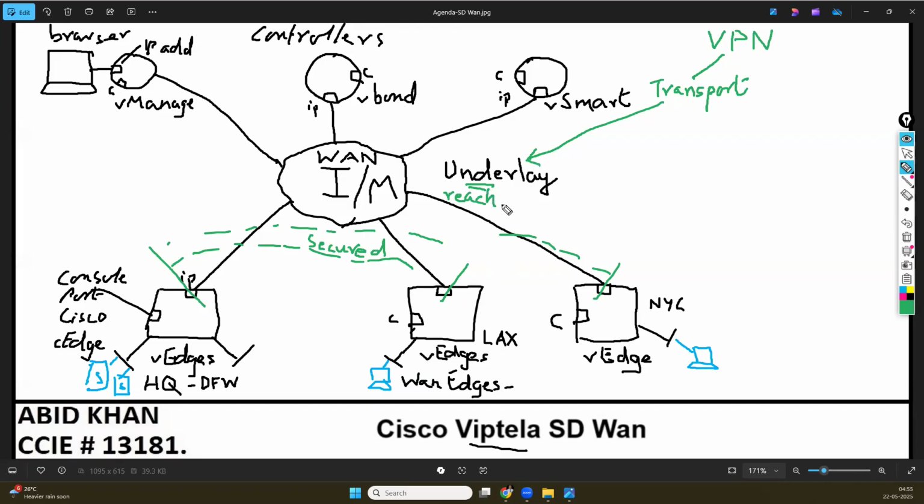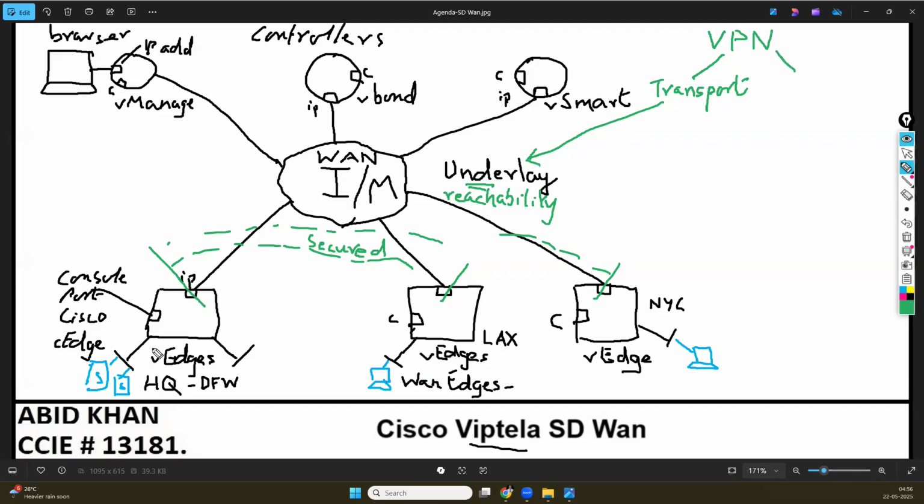This reachability initially will be clear text. But what is our requirement? The requirement is we want all the communication to happen secured. And that's the reason these interfaces now will be part of a VPN. That means the data has to go not in clear text. The data has to go through a tunnel. VPN basically means tunneling. So we have something called Transport VPN.